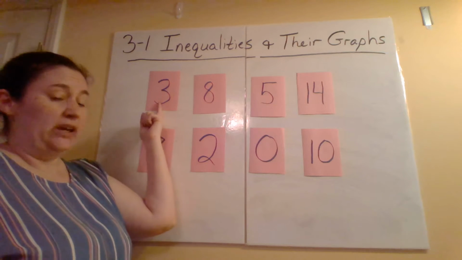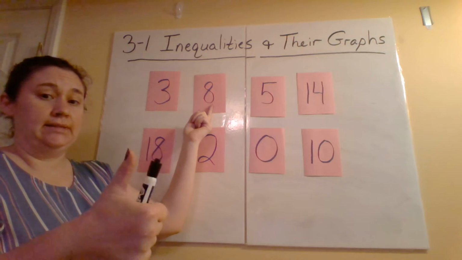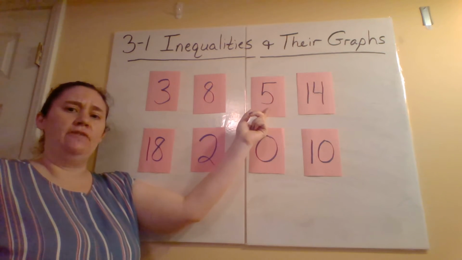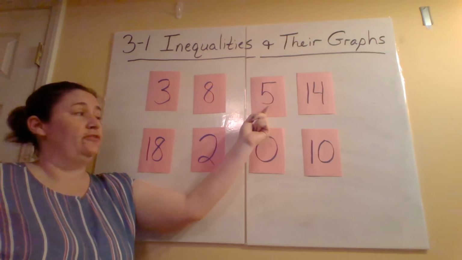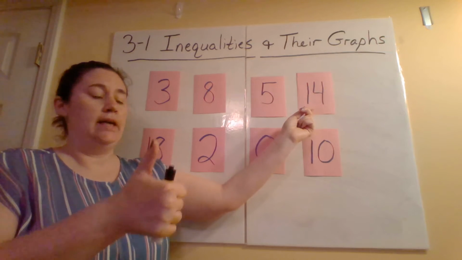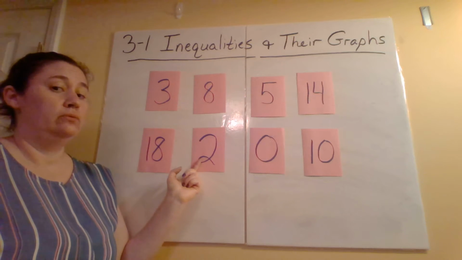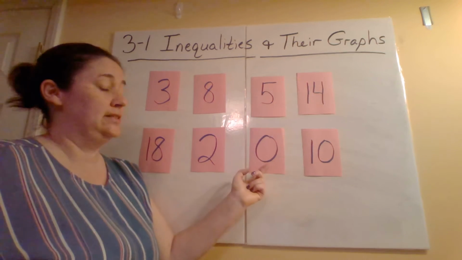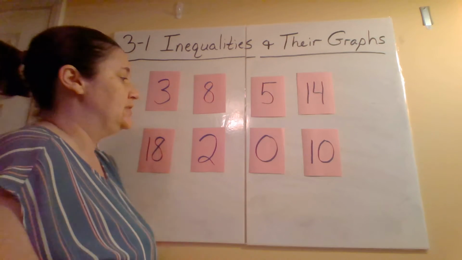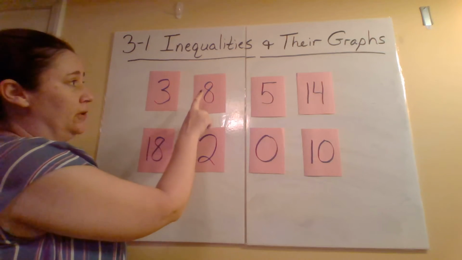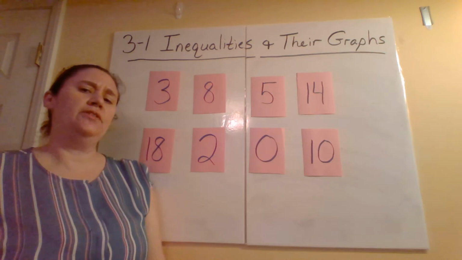Let's see. Is 3 greater than or equal to 5? No. 8? Yes. How about the number 5? Is 5 greater than or equal to 5? Yes. So we can have the number 5. 14? Yes. 18? Yes. It's greater than 5. 2? No. 2 is not greater than 5. 0? No. 10? Yes. So the numbers that are greater than or equal to 5 are 8, 5, 14, 18, and 10.